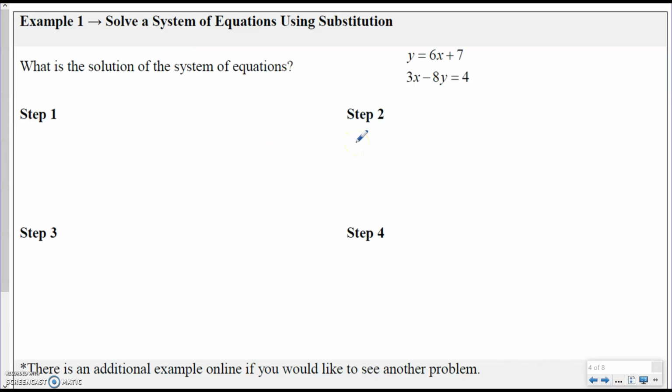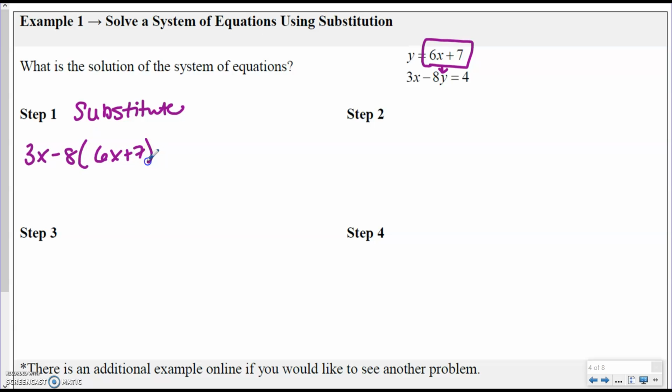Okay, so when we're doing this, we have a system here. Our first step is to substitute this part of the first equation into the second equation, and we can do that because I have a y equals here, so that's telling me that I could replace this y with what's in the box. So substitute, and we are going to write this as 3x minus 8, and then we're substituting 6x plus 7 equals 4.